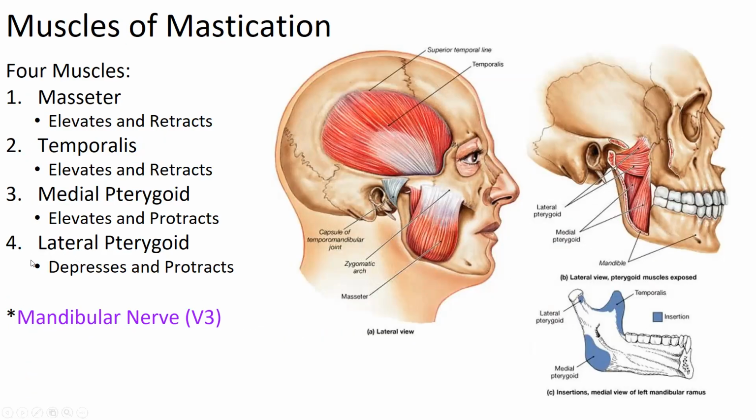Oh, and this is also super high yield. Just understand that the lateral is the only thing that actually depresses the jaw. The rest of them elevate it.